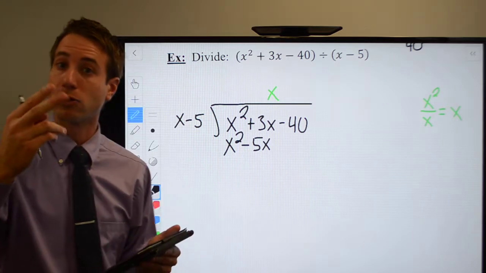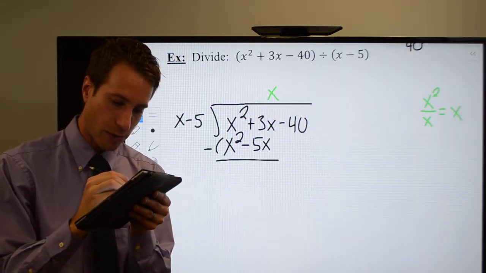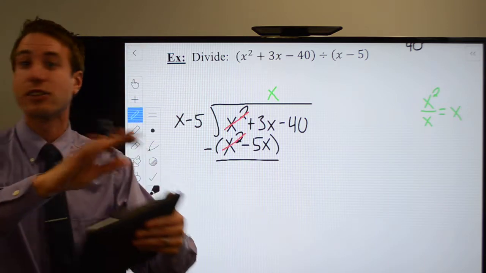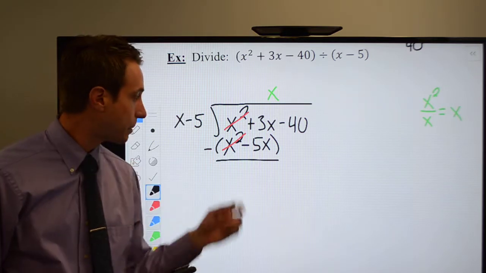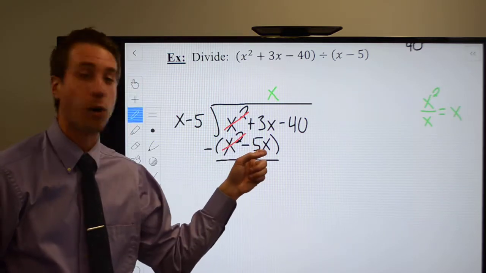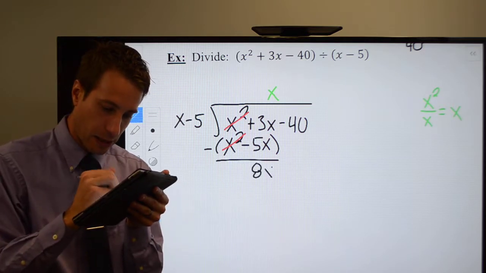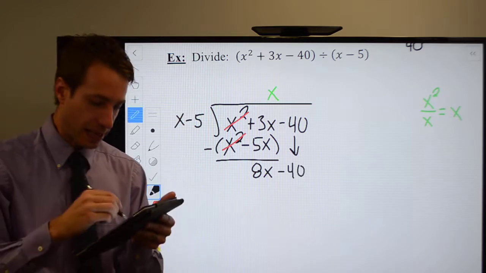That's step 2, multiply. Step 3 is subtract. Don't forget to distribute your minus sign. x squared minus x squared, those guys cancel out. They should always cancel out. If they don't, you made a mistake. Distribute the minus sign, that's now a positive 5x, which means I'm going to have 8x. Bring down the next term and repeat the process.